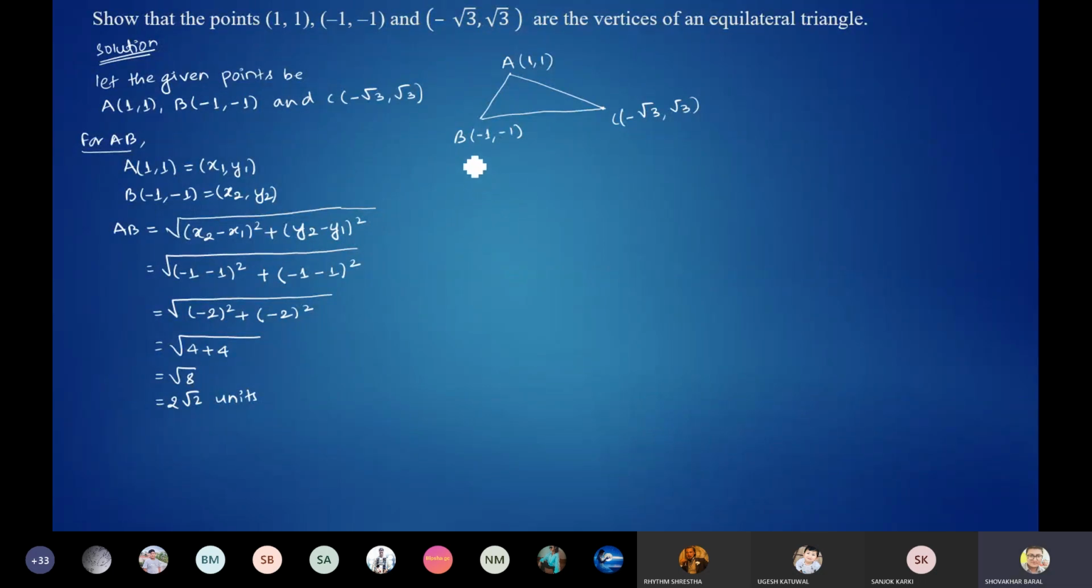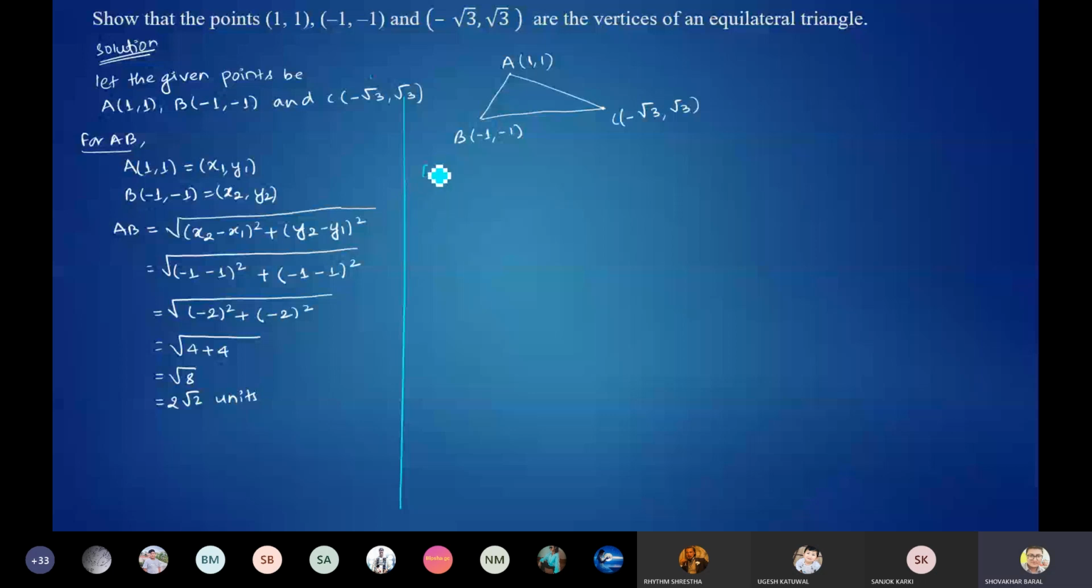So again, let's solve for BC. Please copy it first for AB. Solve it first, please. Okay, I hope you copied it. Let's solve for BC and AC.